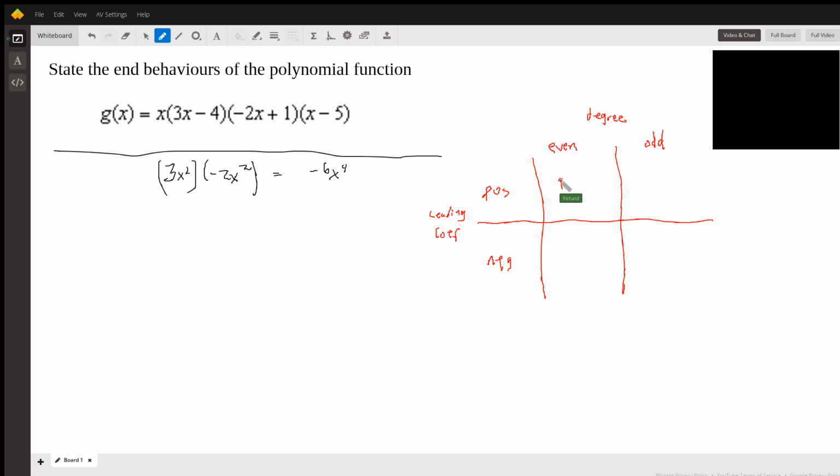So this is up, up. This is down, down. This is down, up. And then this is up, down. So I'll show you what I mean here. I'm going to do a quick sketch of this graph.